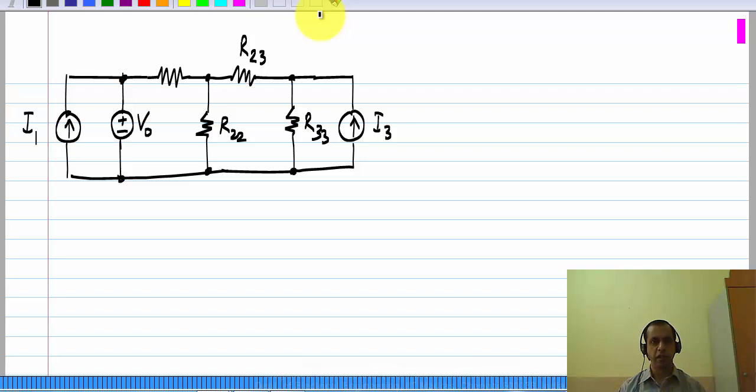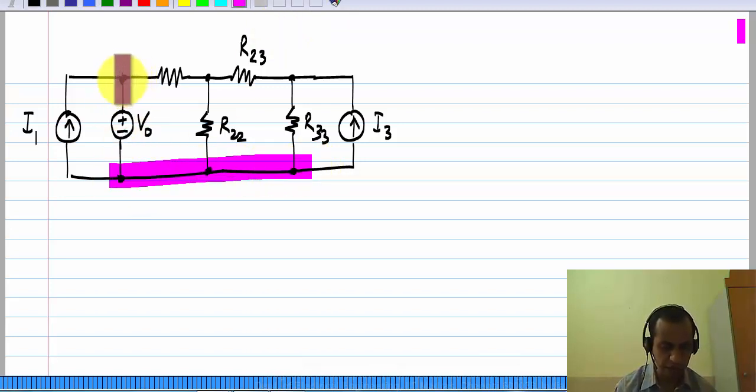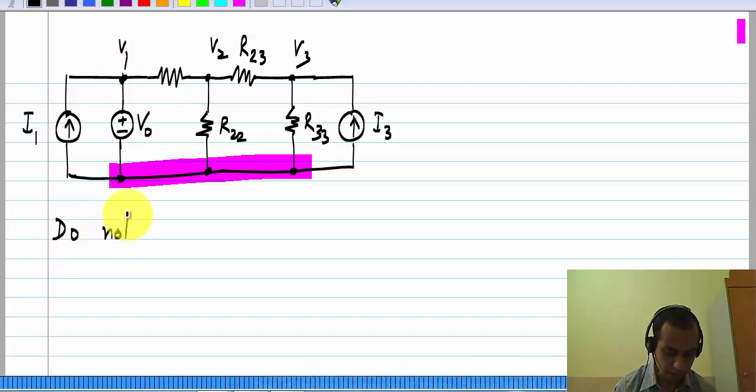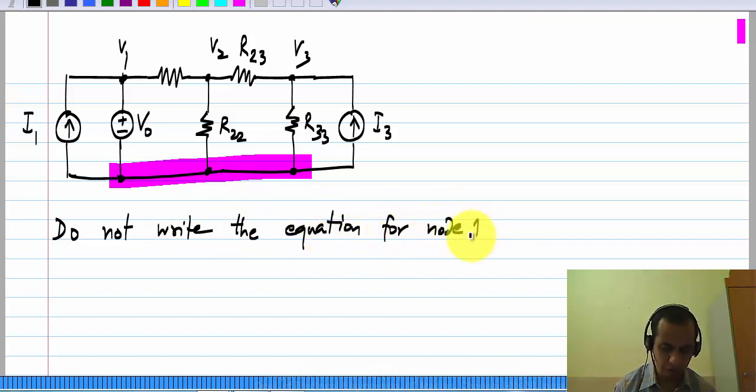Another possibility is in a circuit like this, where a voltage source is connected between a particular node and the reference node. If you see V0 here, this is the reference node. It's connected between this and the reference node. So what do you do in this case? Now you simply do not write the equation for node 1.